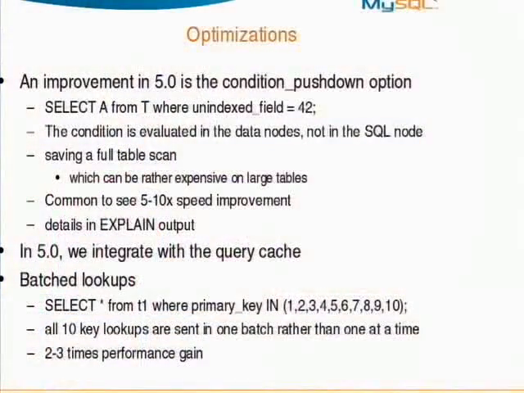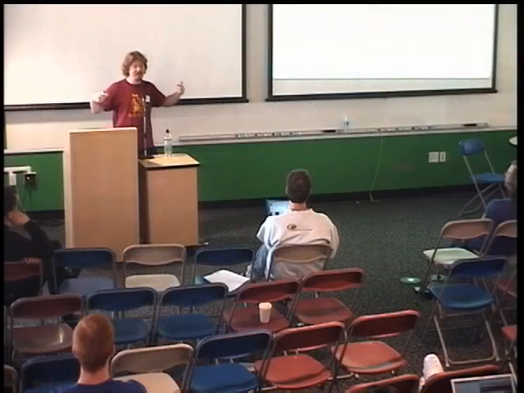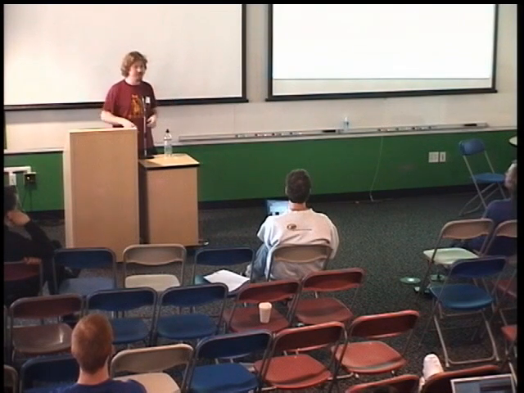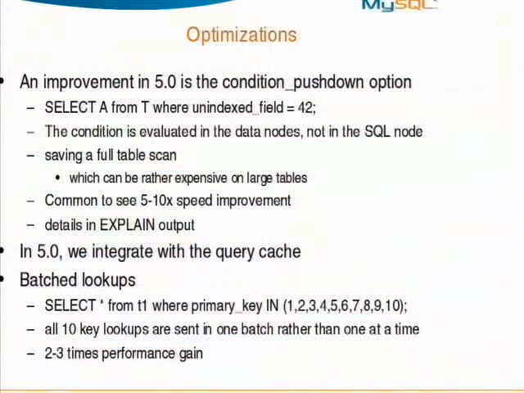Optimizations. So we added a bunch of optimizations in 5.0. One of them is an engine condition pushdown option, which when you do a select on an unindexed field, we can then evaluate that condition inside the data nodes instead of the MySQL server node. So instead of doing a full table scan over the wire, we'll push it down to the data nodes, and if the data is fragmented across, you end up having these conditions evaluated in parallel. So you can actually have these unindexed table scans happen in parallel on separate machines, and then just ship over the wire your result set and combine them, which gets a big performance improvement there.